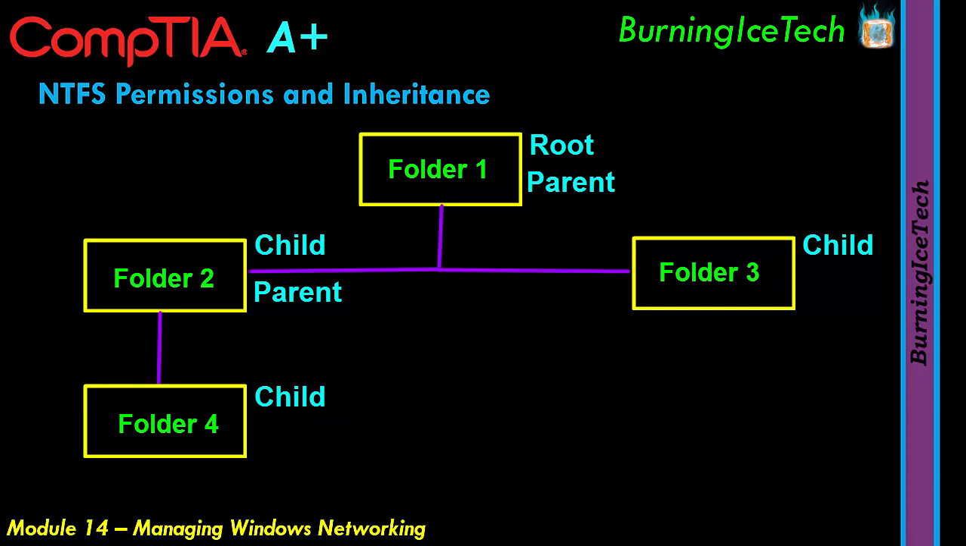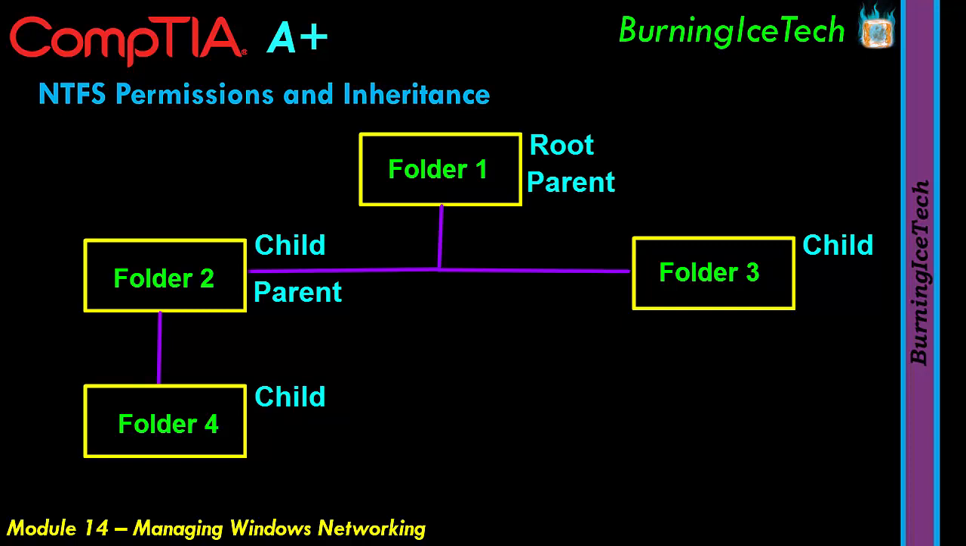So if I were to go to the very first folder we created, folder 1, and I add a permission, this can be any permission, say, allow burning ISOs, that permission will be passed down to folder 2 and folder 3. Why? Because folder 2 and folder 3 are both children of folder 1. So folder 2 is a child of folder 1. Folder 3 is a child of folder 1. So therefore, they inherit from folder 1 by default.